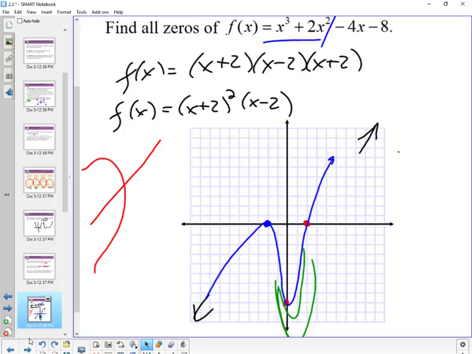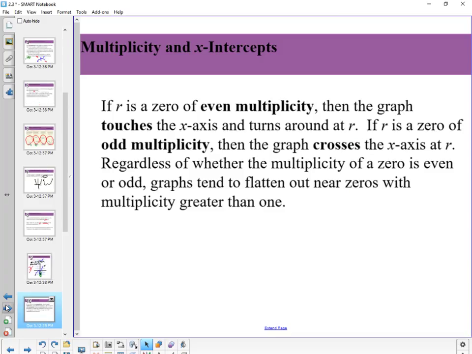Alright, let's take a look here. If r is a 0 of even multiplicity, then the graph touches the x-axis and turns around. If r is a 0 with odd multiplicity, then the graph crosses the x-axis regardless. So, just like I said, if the binomial has an even degree, you're going to bounce. And if the binomial is odd, it's going to cross through. Okay? Let's move on.